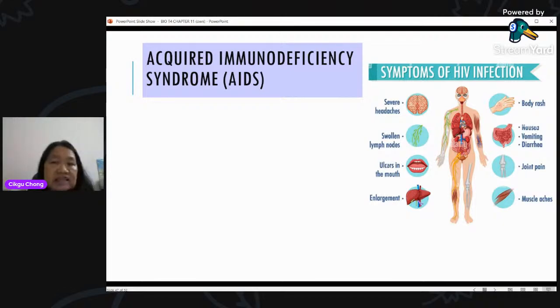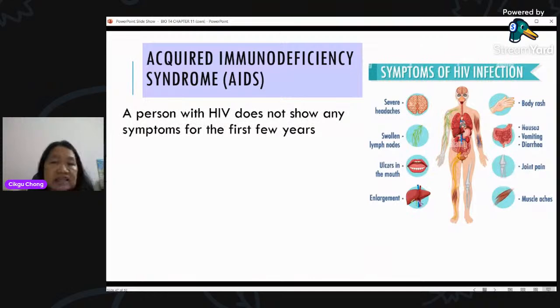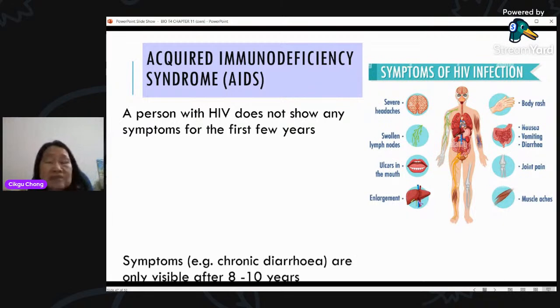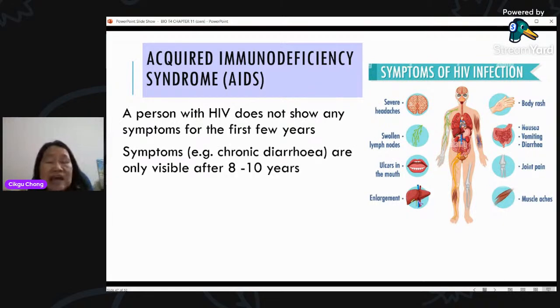But unfortunately, some people who are already infected by HIV do not know it, because it takes many years for the symptoms to manifest itself, for someone to realize that they have the symptoms. And once they realize the symptoms, they actually have been infected for some time. So usually it takes about 8 to 10 years for the symptoms to come. So imagine they've been infected for so long and you don't really know it.